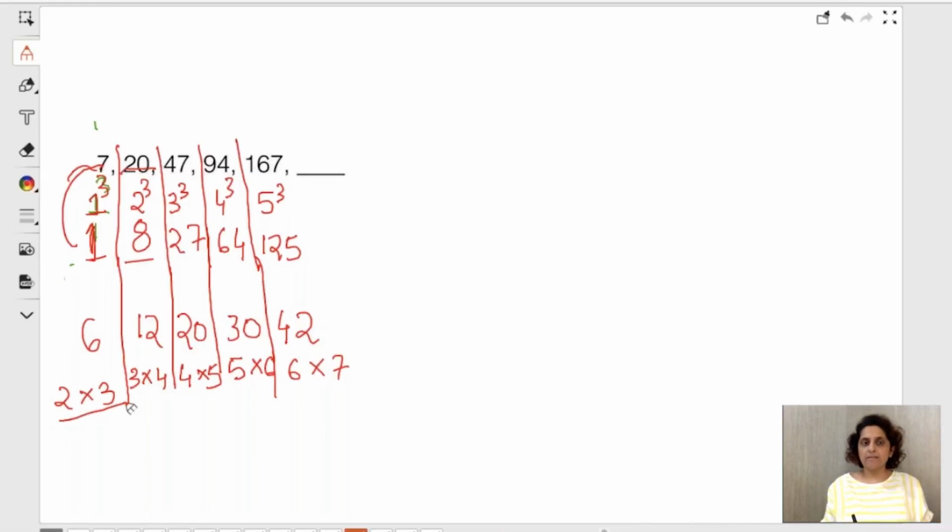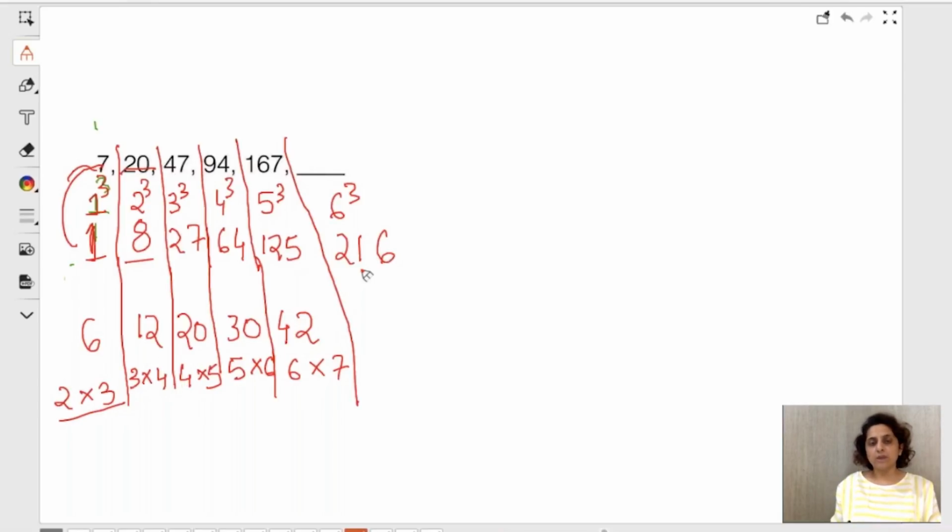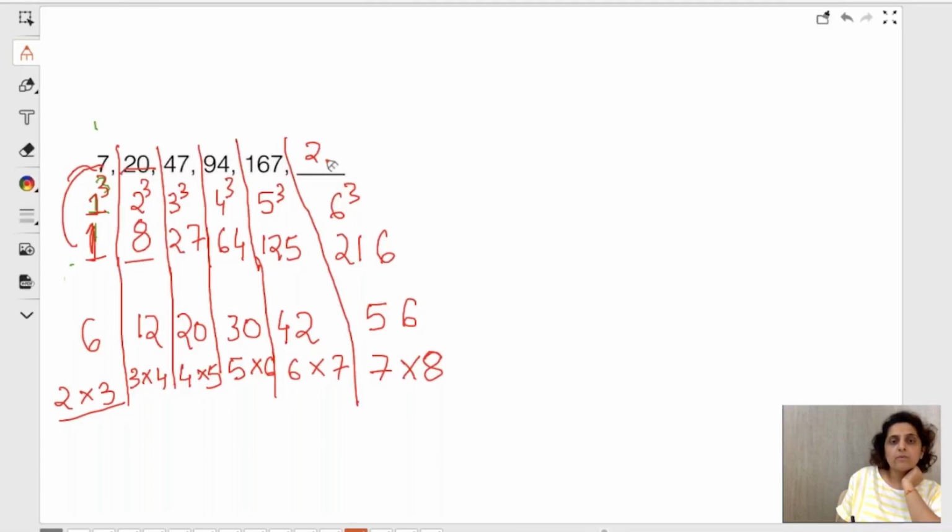If we now look at the pattern, the difference between the cubes and the given number is like 2 into 3, 3 into 4, 4 into 5. So here 6 plus 1 will give us 6 cube, which is nothing but 216. And the difference between the number here and 216 would follow the pattern 2 into 3, 3 into 4, 4 into 5, 5 into 6, 6 into 7. So the number here would be 7 into 8, that is 56.